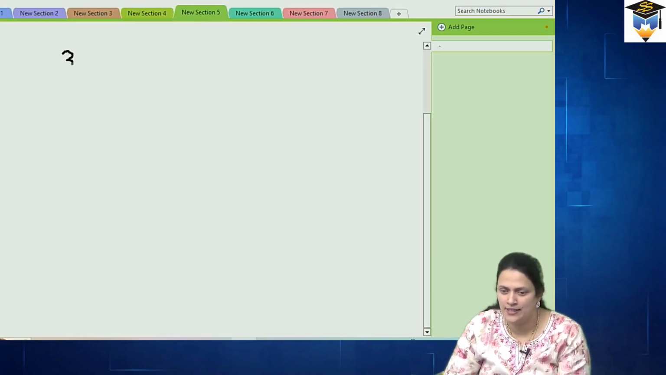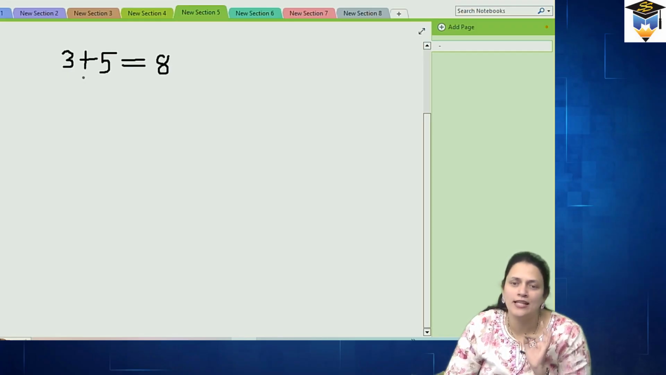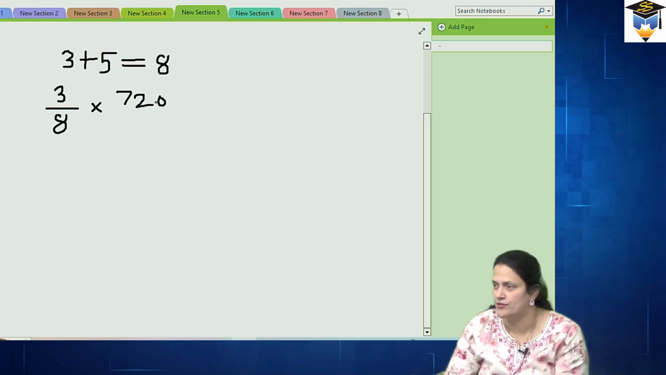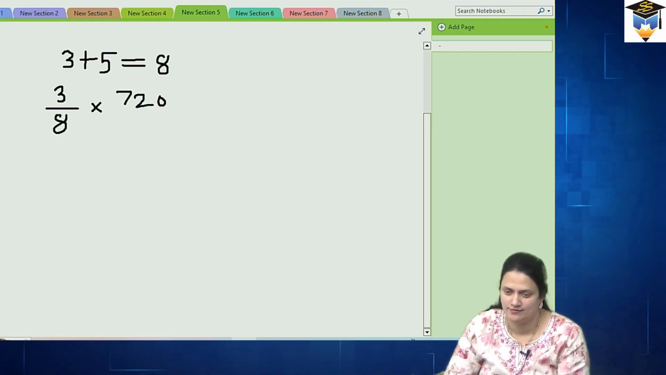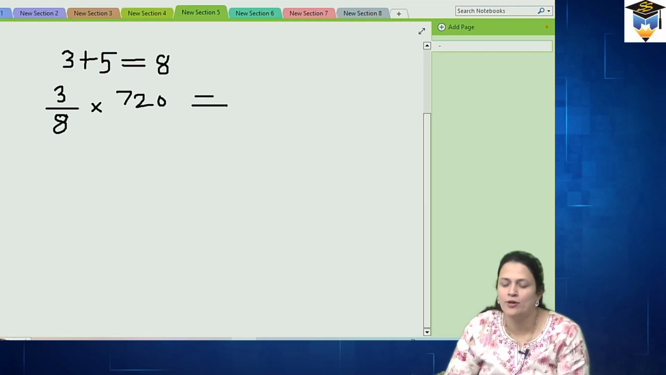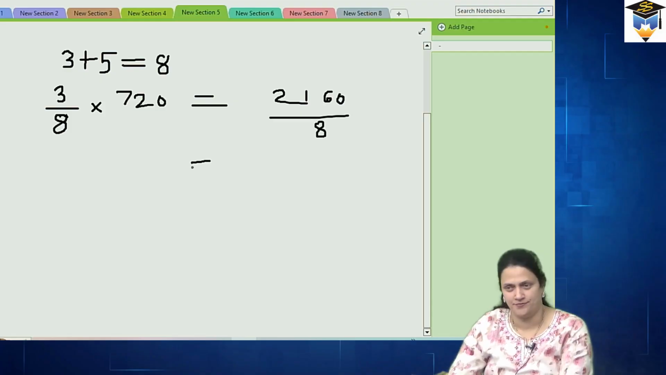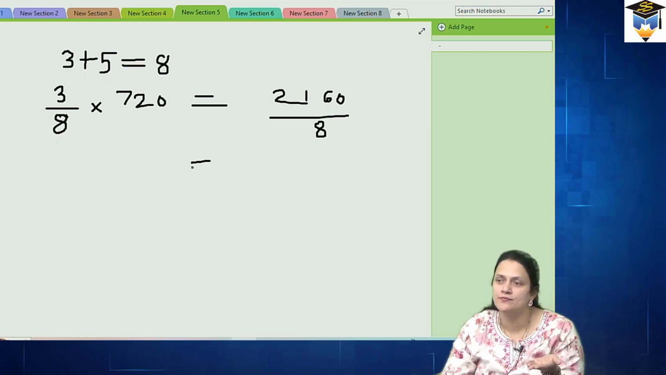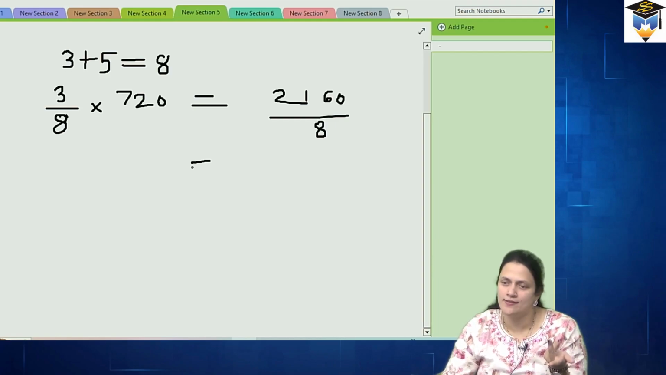So now 3 plus 5 is 8. So total number is 8 now. Out of this, how many are number of boys? 3. So 3 upon 8 multiplied by 720, which is the total number of students. So tell me, what is the answer? So 270 are the number of boys. So how many number of girls? Correct. 720 minus 270.